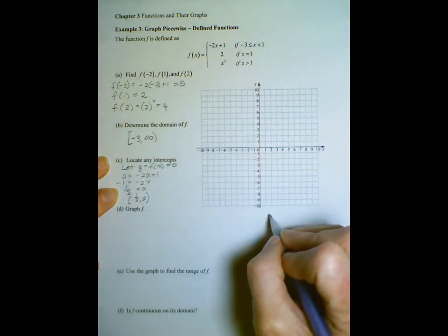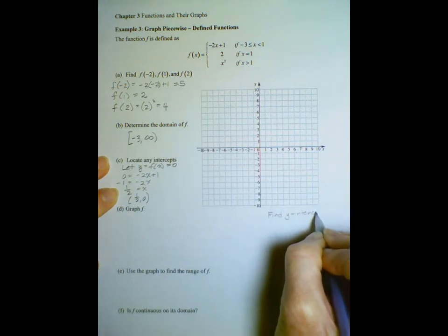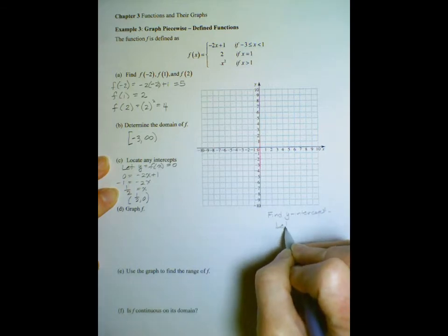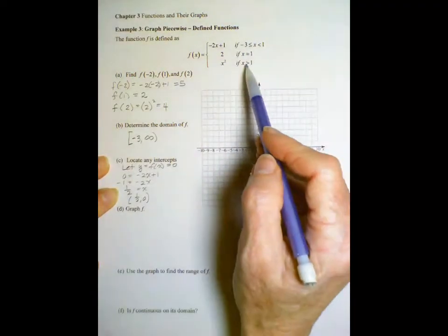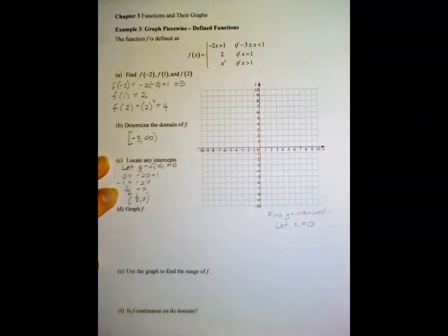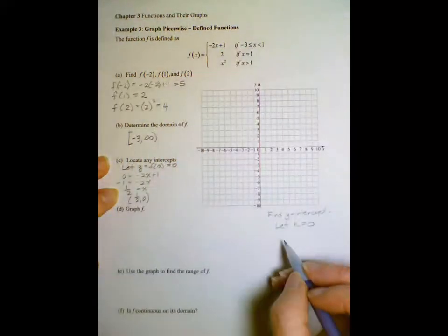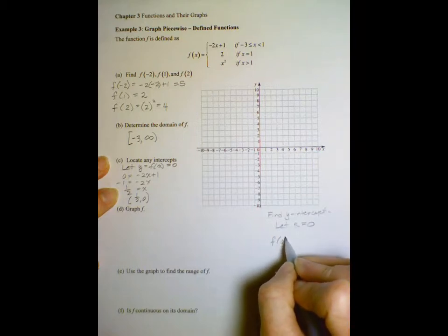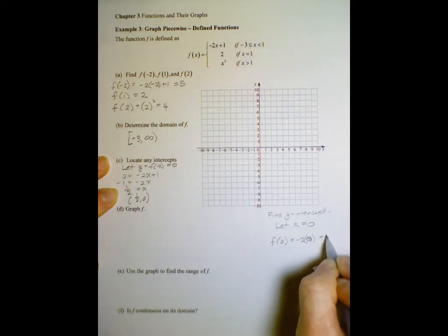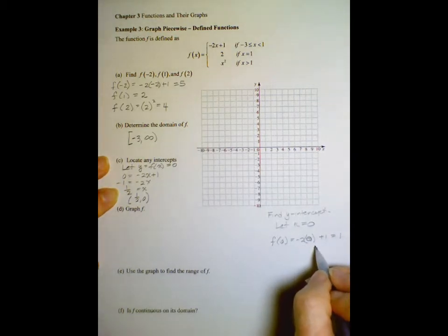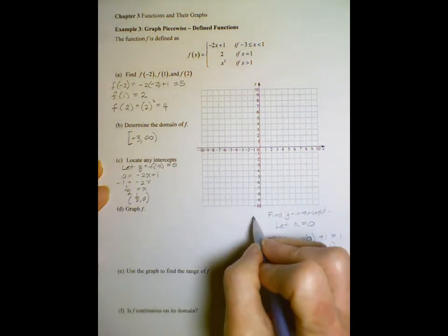I'm going to come over here to find the y-intercept, if there is one. How do we do that? We let x equal 0. Now, that tells us which one of these to use. Which one of these three do we use if x is 0? Well, we use the first one, right? Because 0 is less than 1 and greater than or equal to -3. So f of 0 equals -2 times 0 plus 1, or 1. So we have a y-intercept at 0, 1. So that's the other part of part C.